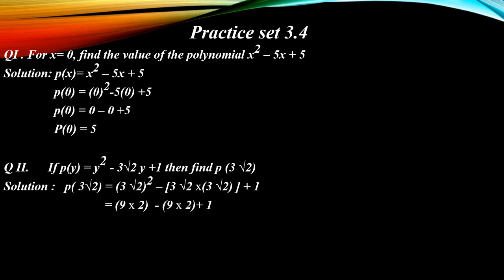Solving, we get the value P(3√2) = (3√2)² will be 9 × 2, minus 3√2 × 3√2. Again it will be 9 × 2, + 1. We get the values of 9 × 2 as 18 − 18 + 1. Cancelling 18 and 18, we get P(3√2) = 1. Question number 3.